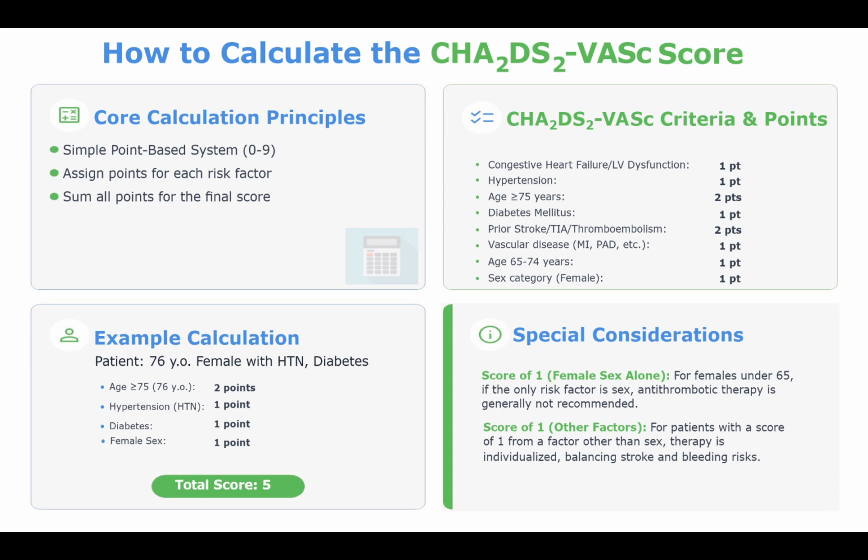Now, it's exceptionally important to highlight a special consideration, particularly for a score of 1. If a patient's CHA2DS2-VASc score is 1, but this point is only due to them being female with no other risk factor present, their actual risk profile is often considered to be very low. In such specific scenarios, anticoagulation is typically not recommended. This shows the critical nuance in interpreting a score of 1, underscoring that treatment decisions are ultimately individualized and require careful clinical judgment, not just a numerical tally.